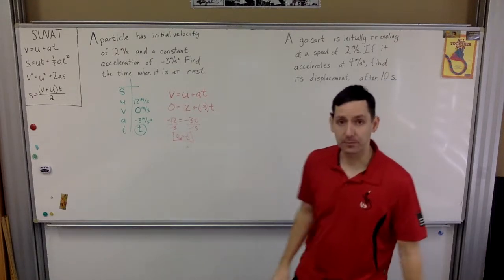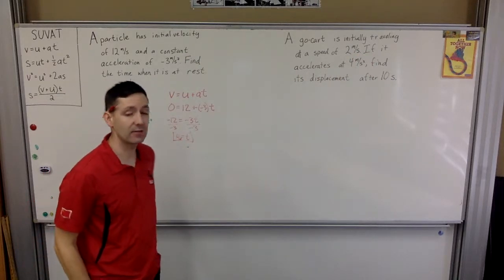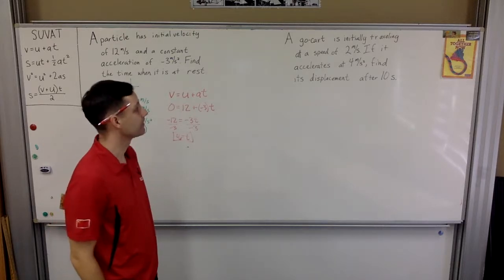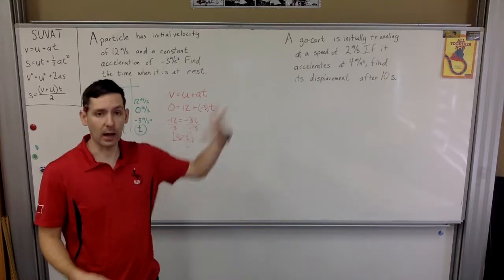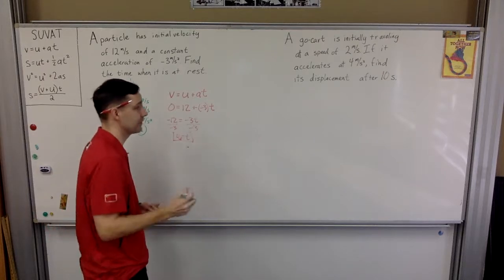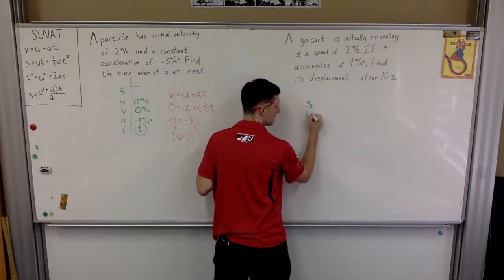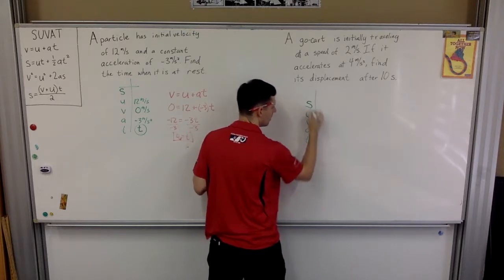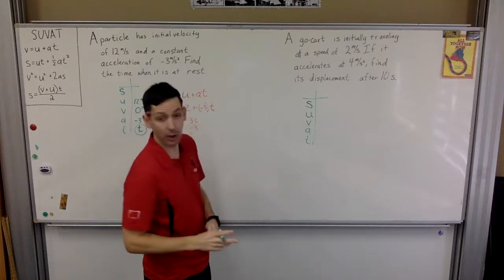Let's look at another example. All right, so let's move on to the next one, which says a go-kart is initially traveling at a speed of 2 meters per second. If it accelerates at 4 meters per second squared, find its displacement after 10 seconds. So again, I can tell by reading it, it's got some information there. We're going to go ahead and look at it as if it were a SUVAT problem. So I'm going to write down my table, S-U-V-A-T. All right, I'm going to go through and find what I can find.